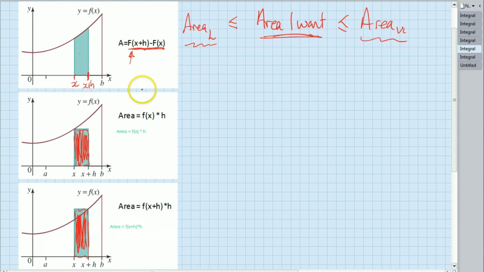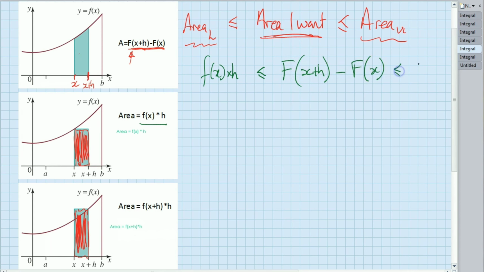Mathematically, how am I going to write this? So mathematically, I'm going to say that the area of this small rectangle here is simply f(x) times h, which has got to be less than or equal to this function, F(x+h) minus F(x), and that's got to be less than or equal to f(x+h) times h. And now I have some mathematics that I can start working with.